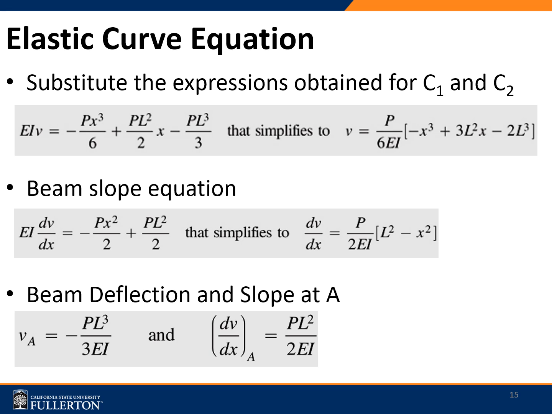And to determine the deflection and slope at A, we have to put the value for x here. x would be 0 at A, and we could get nu, the deflection at A, would be equal to negative PL cubed divided by 3EI. And as far as the slope goes, at the point A, when x is equal to 0, we get PL squared divided by 2EI.